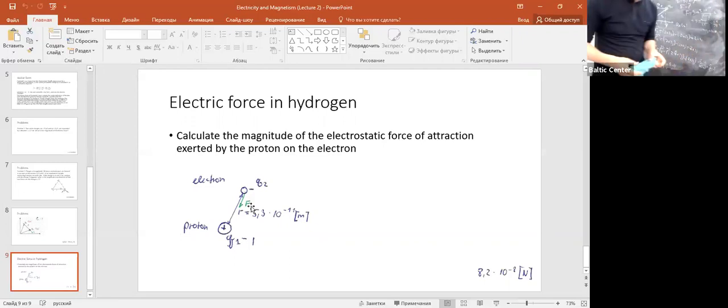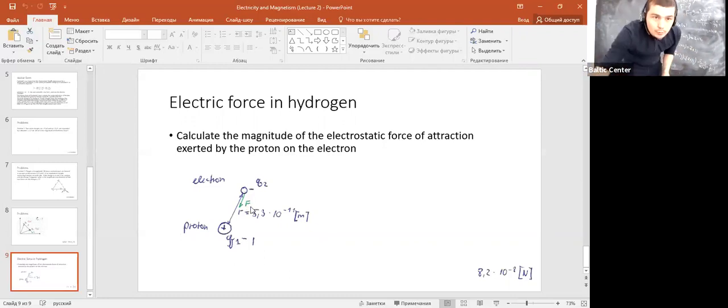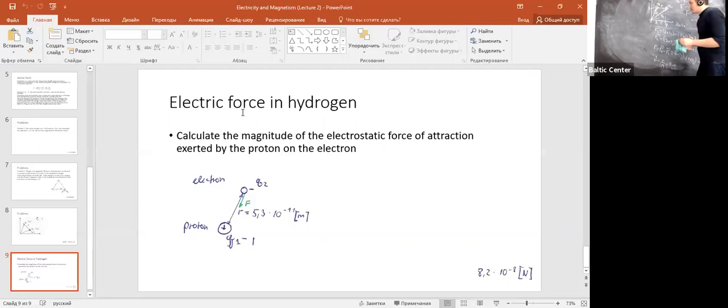And our last problem is the following. Calculate the electrostatic force of attraction exerted by the proton on the electron. We have the two charges, which are electron and proton.